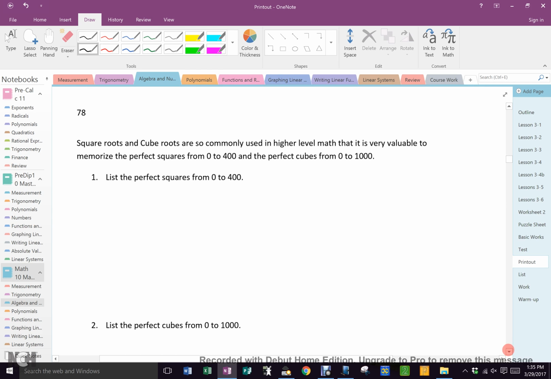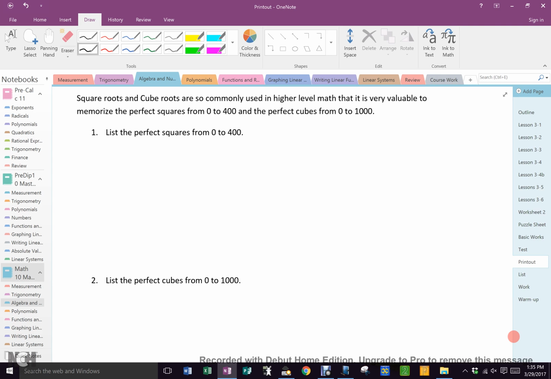Turn the page over. Square and cube roots are super important as you go further in math. They're really, really useful. So we're going to write them all down up to 20 and up to 1,000. We're going to do the squares first. So we're going to write the first 20 numbers. 1, 2, 3, 4, 5. If you were in my grade 9 class, you've already done this. You should have it already memorized. 10. Then 11, 12, 13, 14, 15, 16, 17, 18, 19, and 20.